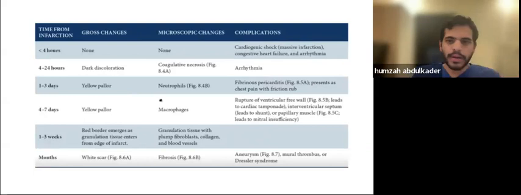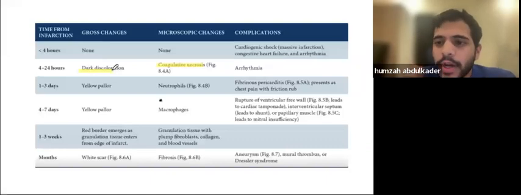Now the way that Pathoma explains it is that you want to separate it into 1 day, 1 week, 1 month. Okay. Now in the first day, you get coagulative necrosis. That's within the first 24 hours. And that's what gives you that dark discoloration. Coagulative necrosis, dark black. That's what you want to think about.